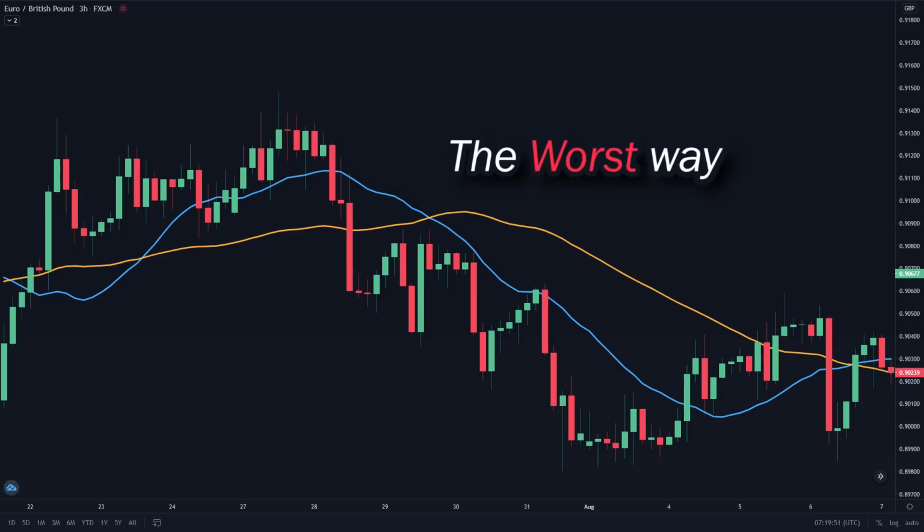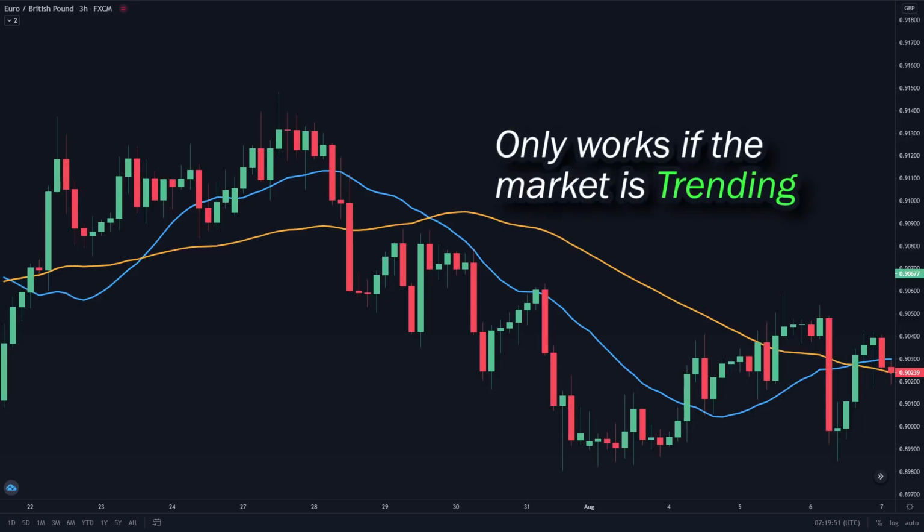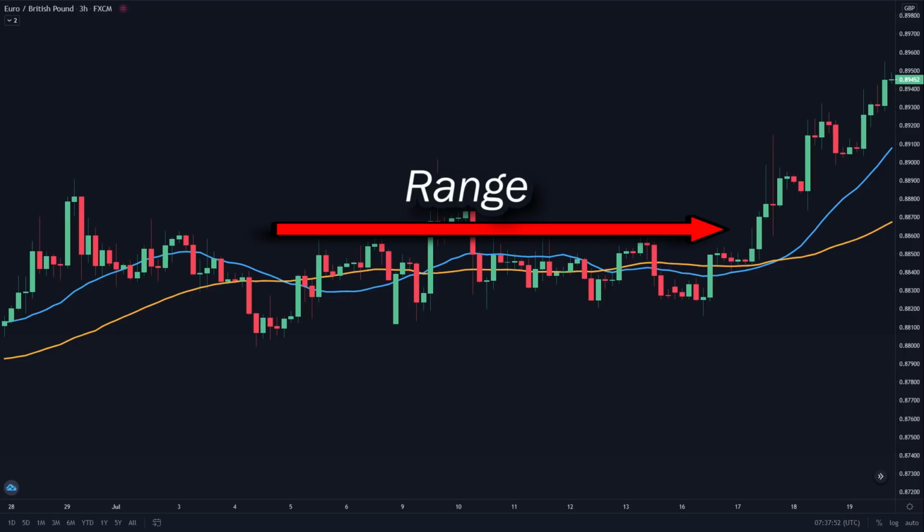This is actually the worst way of trading the moving average crossover, because using the strategy this way only works if the market is trending. If the market is on a range like this, you will receive so many false signals and this will wipe out your account very quickly.